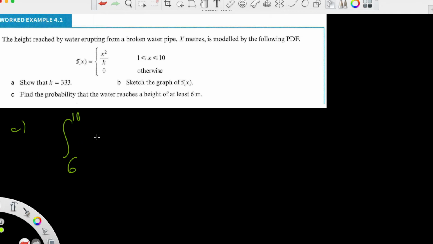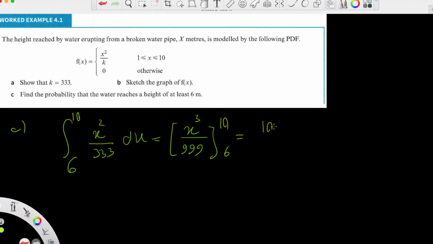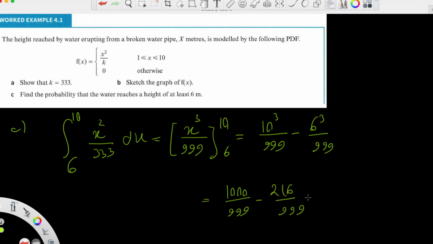So it will be the integration from 6 to 10 of x squared over 333 dx. If you integrate, it will be x cubed over 3, and then 3 multiplied by 333 gives 999. From 6 to 10, once we replace the upper bound, 10 cubed over 999 minus 6 cubed over 999, which is 1000 over 999 minus 216 over 999, giving an answer of 784 over 999. It is the probability that the water reaches a height of at least 6 meters, meaning 6 or more.